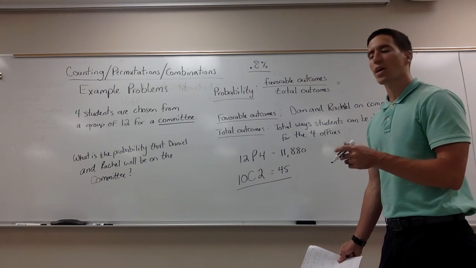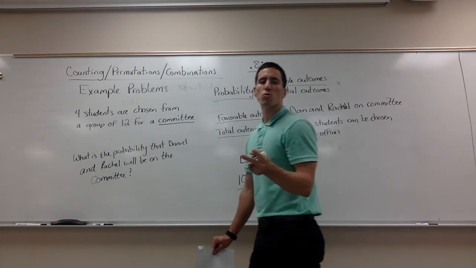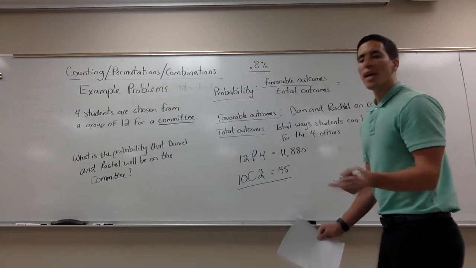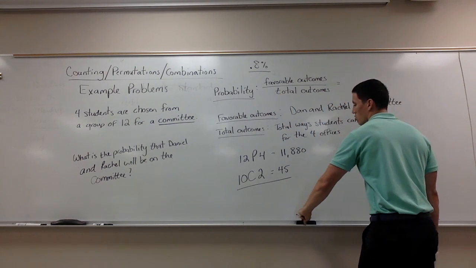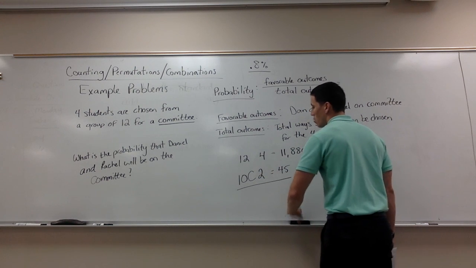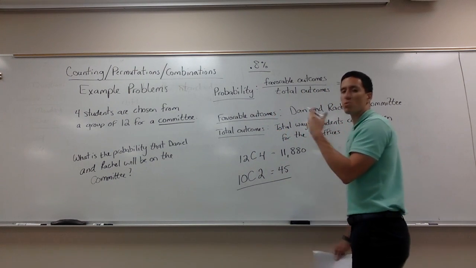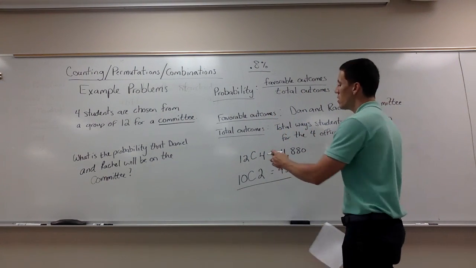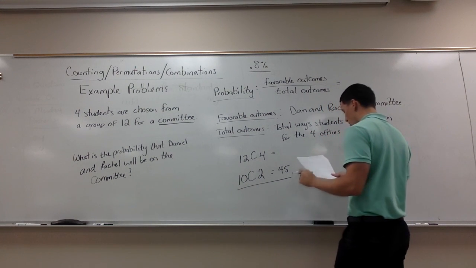And those 45 come from the fact that we're still having to choose 2 other students to be on the committee with them. Now we have to answer the question, how many total ways can the students be chosen for the committee? And that's as simple as changing this P to a C. Because in general, when we're choosing the committee, we have 12 people. We're choosing 4 at a time. Order doesn't matter. That's 12C4. It's going to be a lot lower than the 11,880.